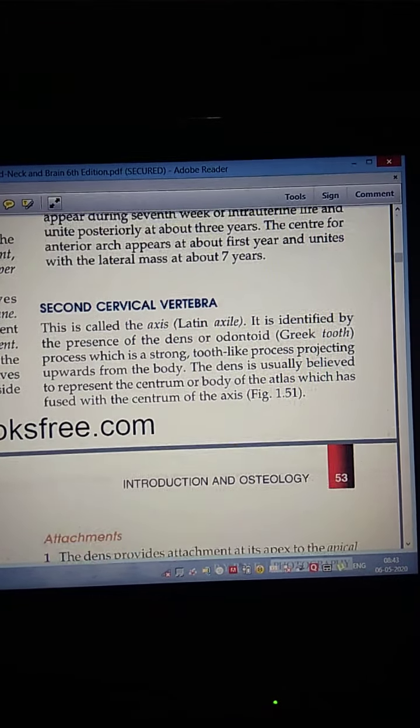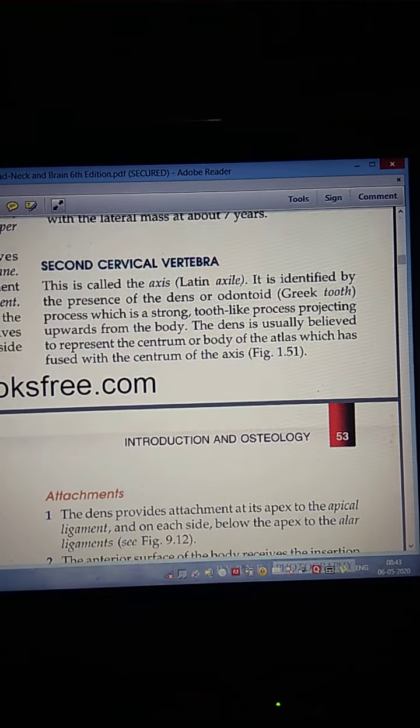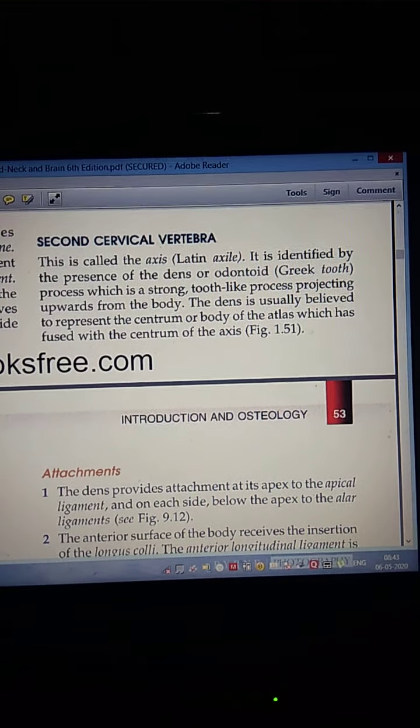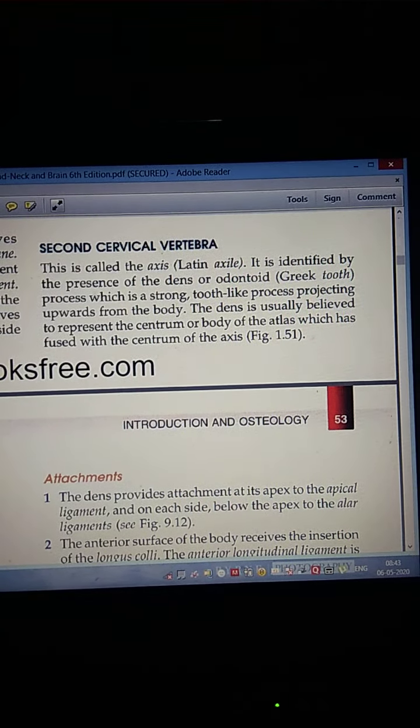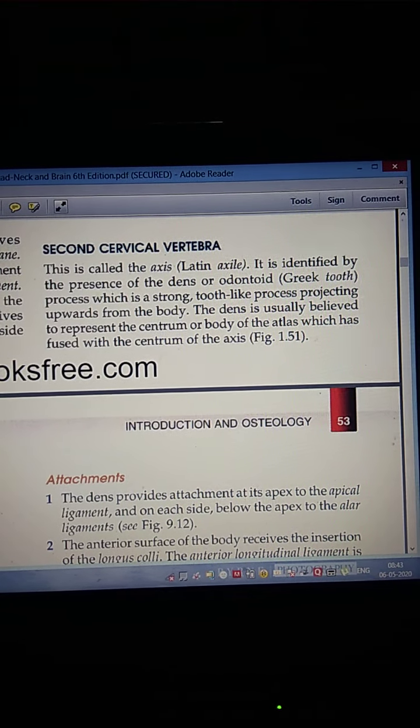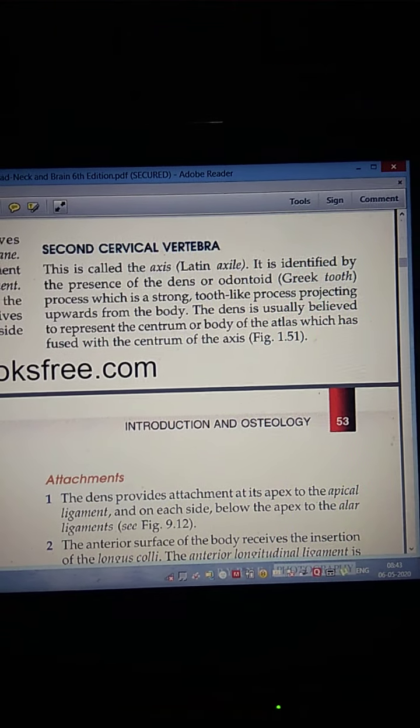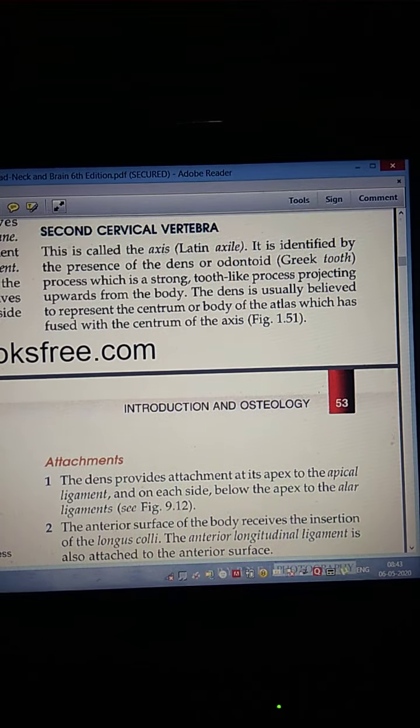Now the second cervical vertebra is called the axis. It is identified by the presence of the dens or odontoid process, which is a strong tooth-like process projecting upward.